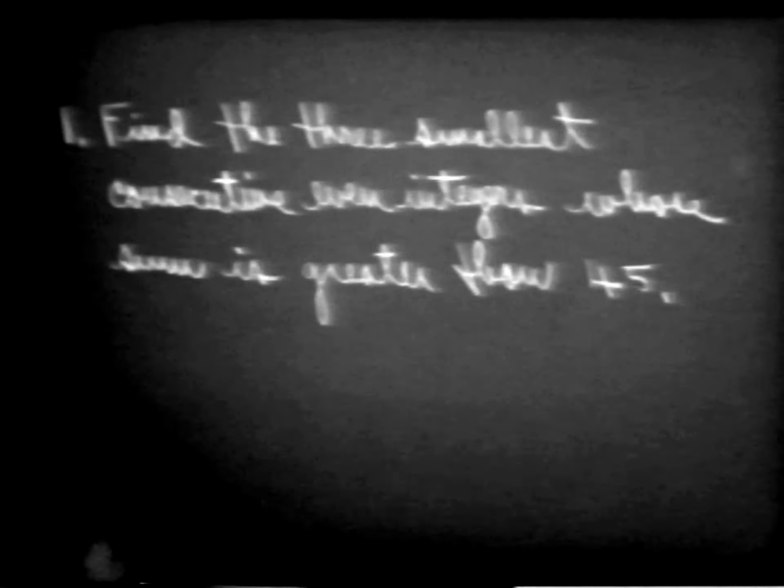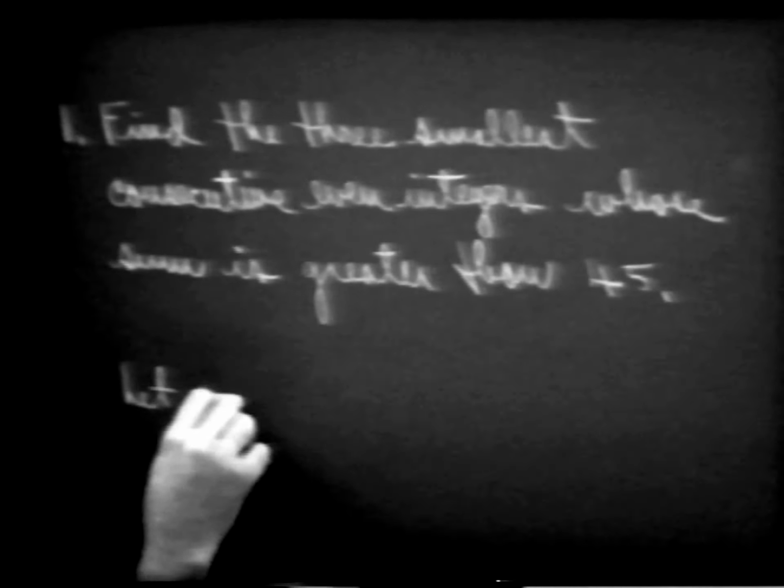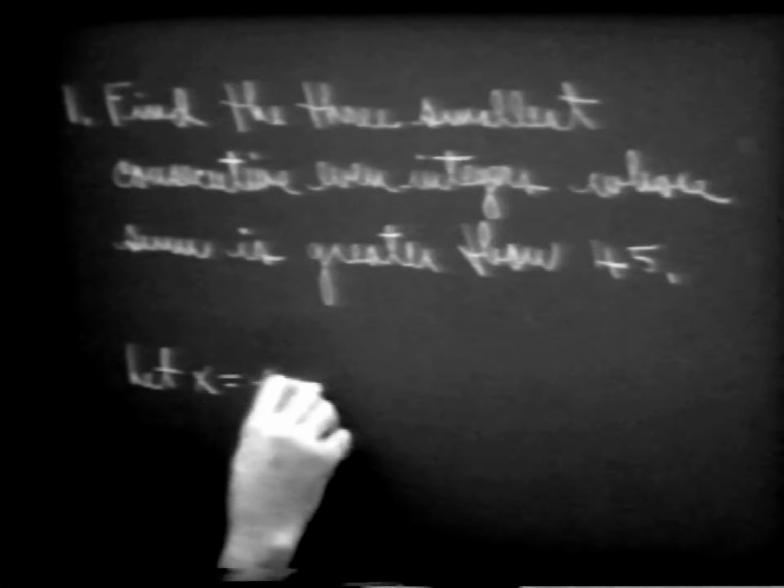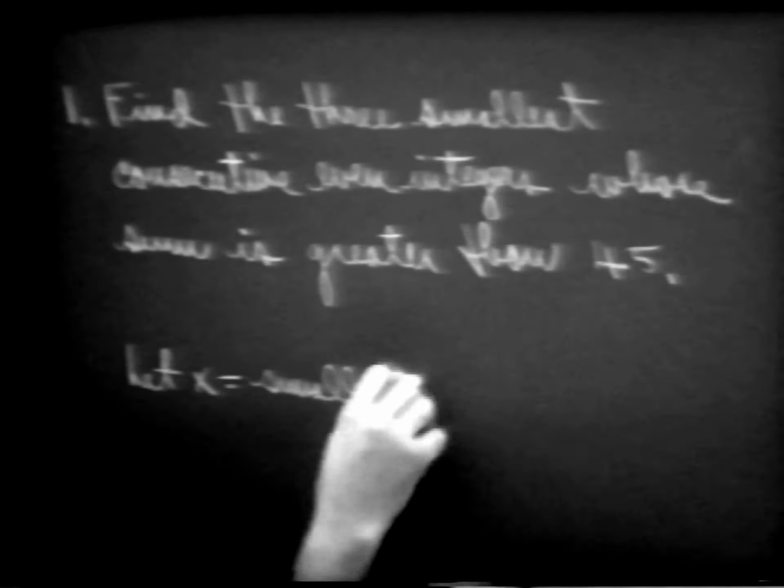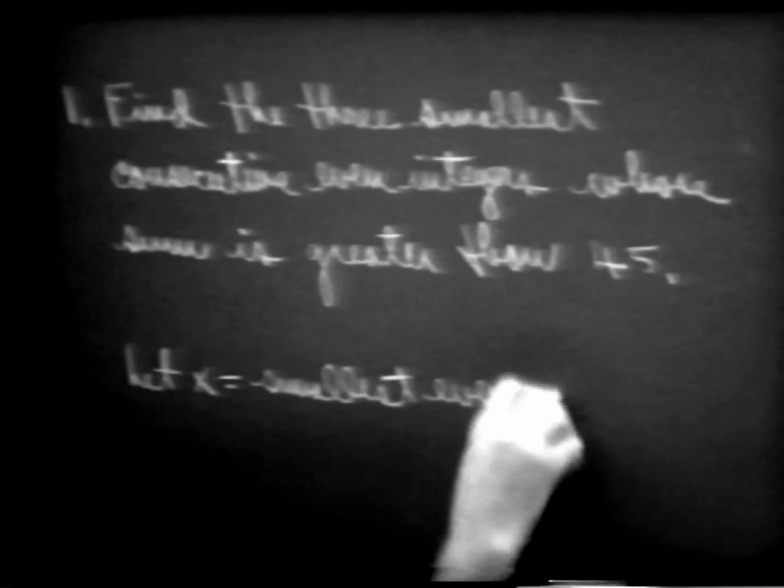X. Good. That's fine. So let's let x equal the smallest, what? What can we call it? Smallest even integer. Now notice it's an integer, not a number, because when we speak of even and odd integers, okay, that's exactly what we mean. We don't have 3.5 as an even or an odd number, okay?